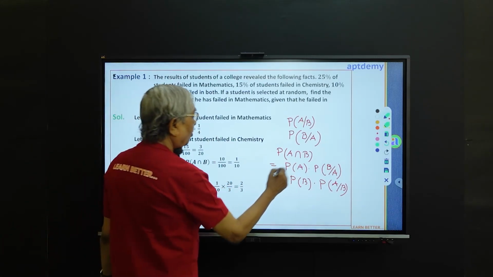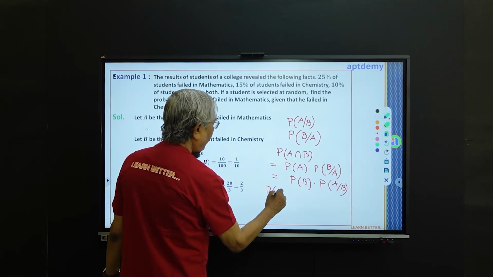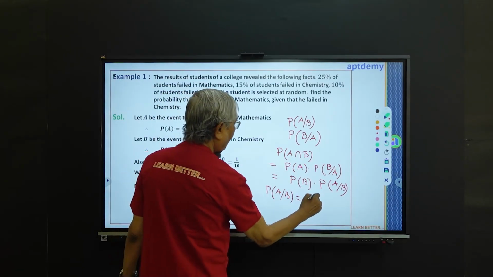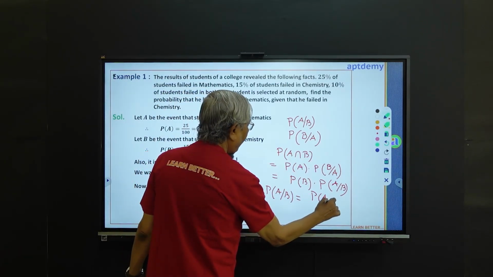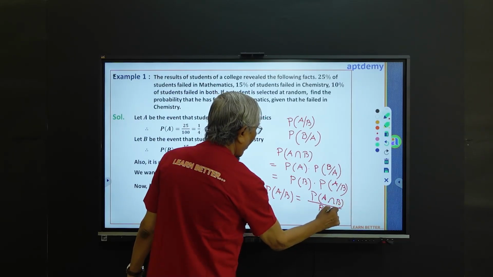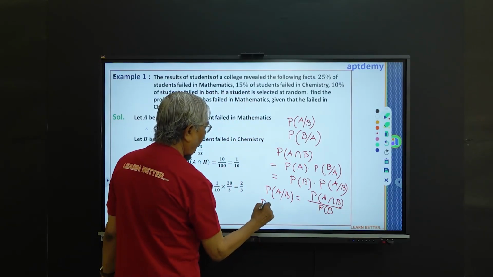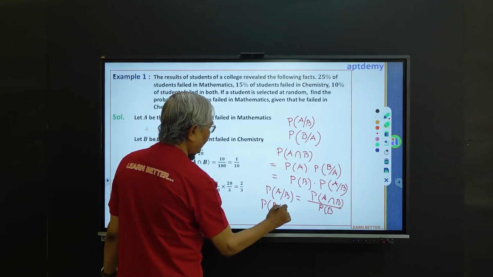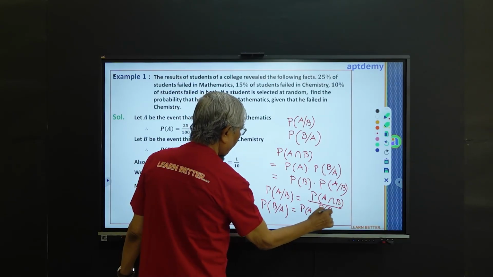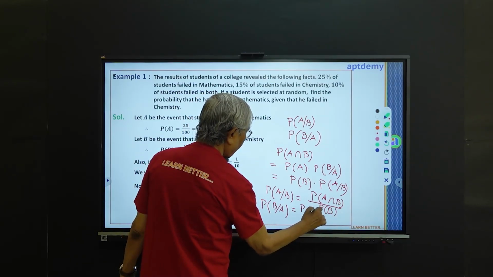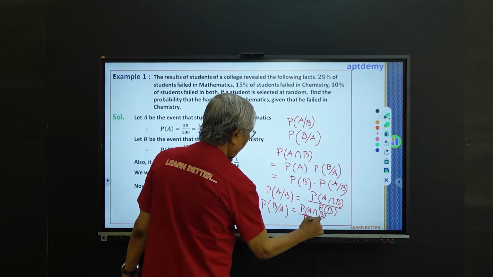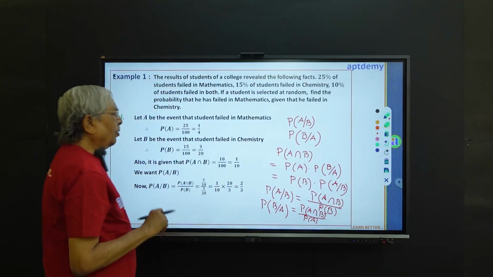So if I want probability of A by B, this implies that probability of A by B will be equal to probability of A intersection B by P(B), or you can write probability of B by A. This is our probability of A intersection B by probability of A. So this is the definition for the conditional probability.